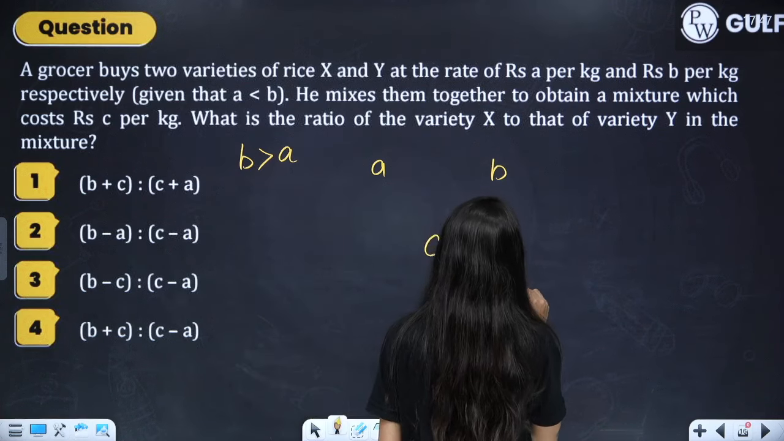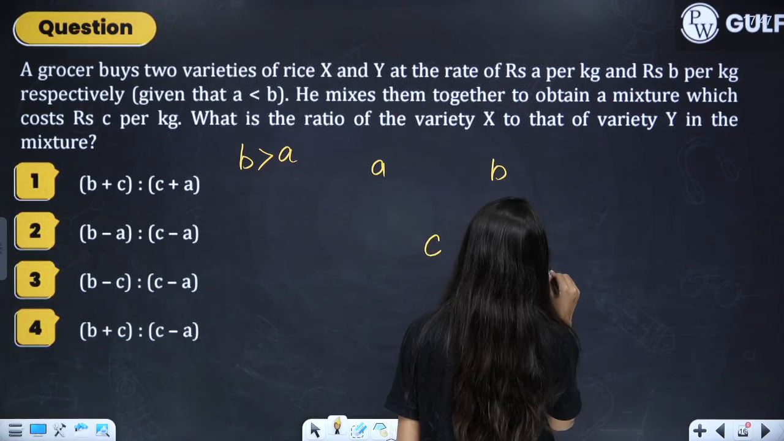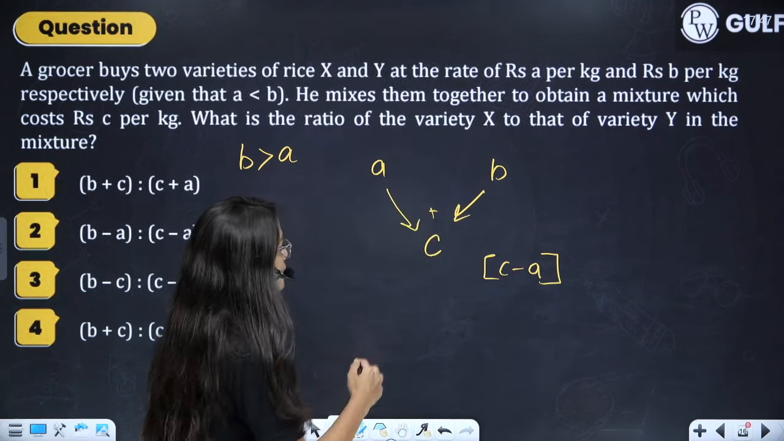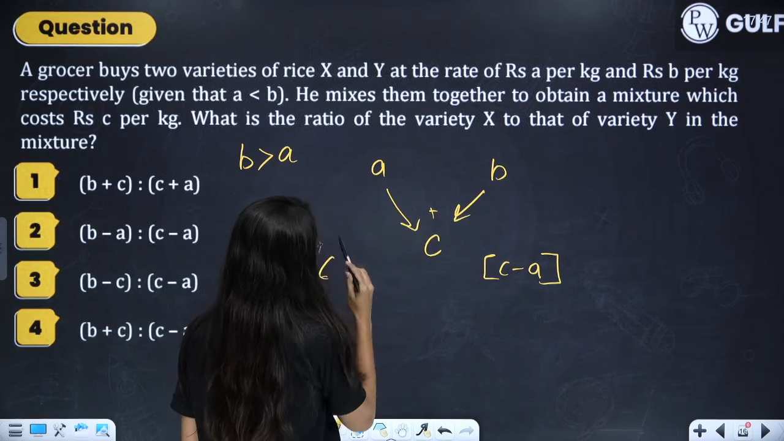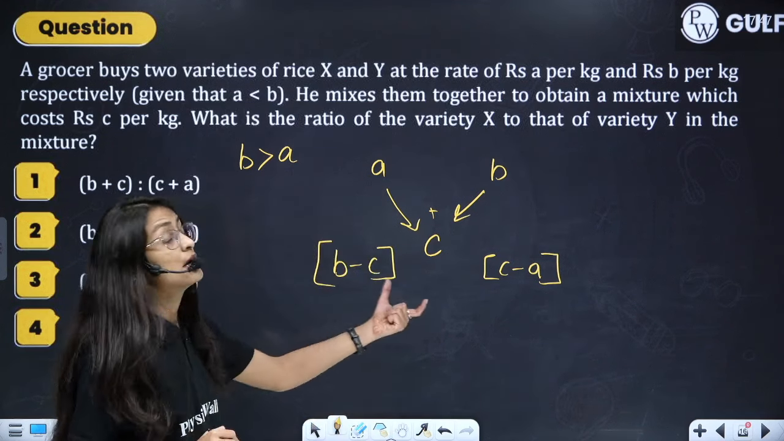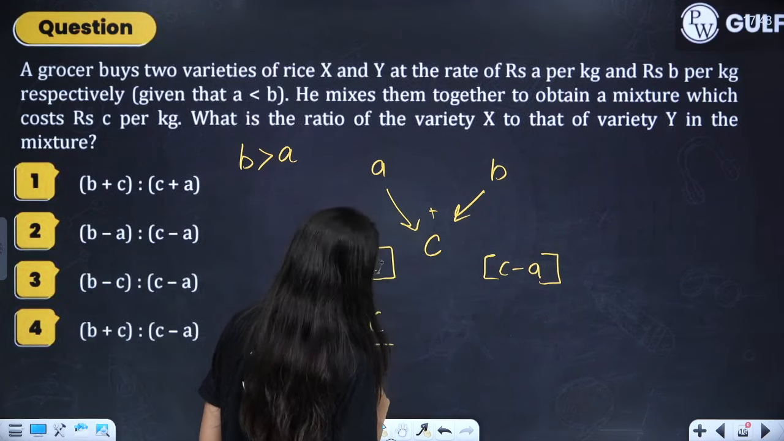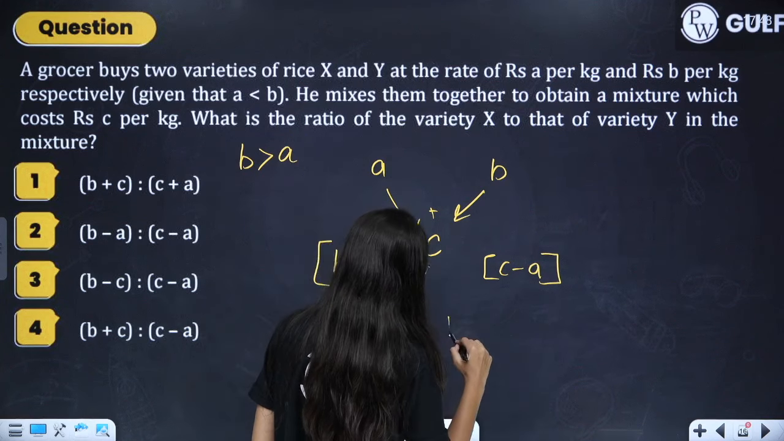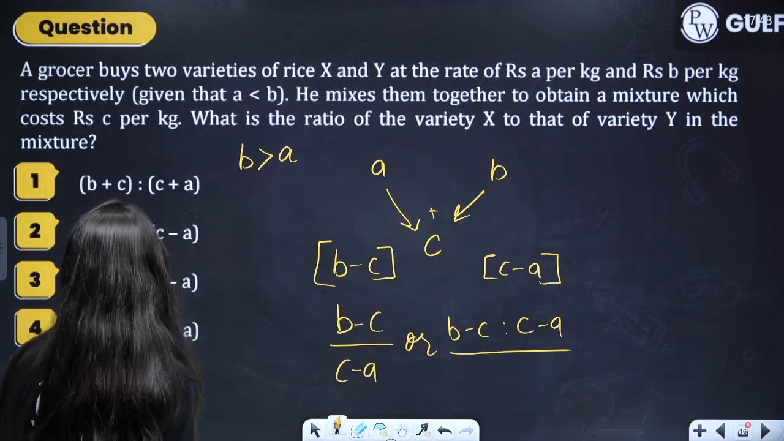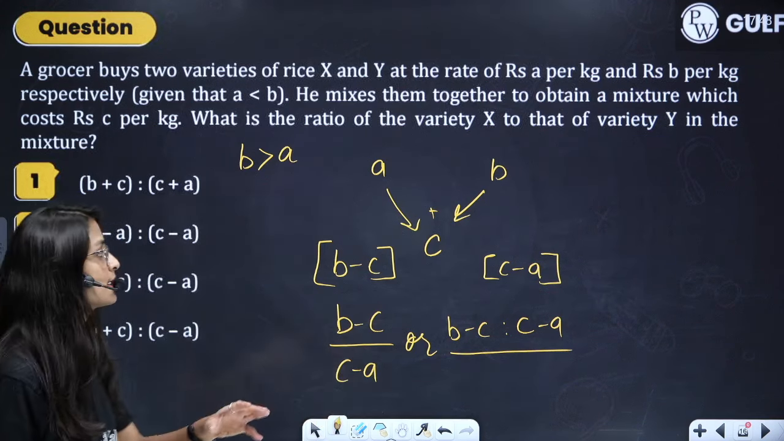So I'll write it down as C minus A and here I'll be writing B minus C, and I'll take the ratio of it, so I'll be getting B minus C by C minus A, which is my option C, right?